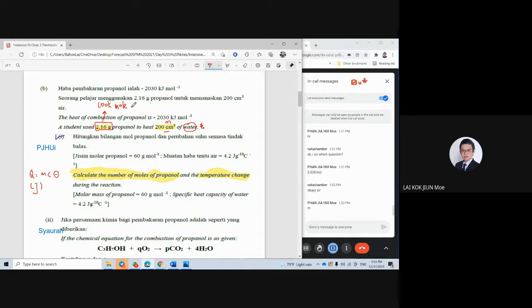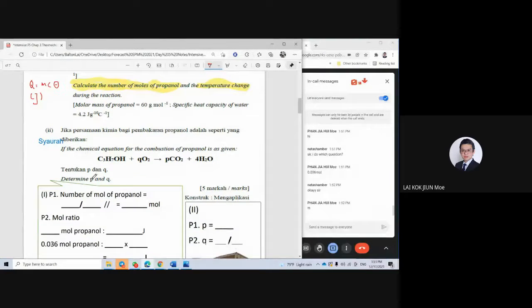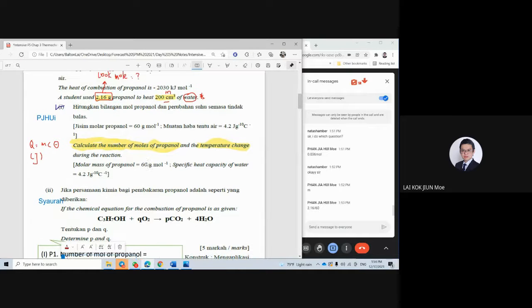Jia Hui can. Jia Hui got mic. Look for mole. Okay, Jia Hui can, right? So Jia Hui now, the first step, Jia Hui will show us 0.036. You come from where, Jia Hui? If you got mic, then you can directly open because can save time so that we can discuss more. Then I can give you bonus also, bonus trick for common mistake. 2.16 divide 60. Very good, Jia Hui. So you use the mass of propanol divide for the molar mass. Molar mass is here, 60.